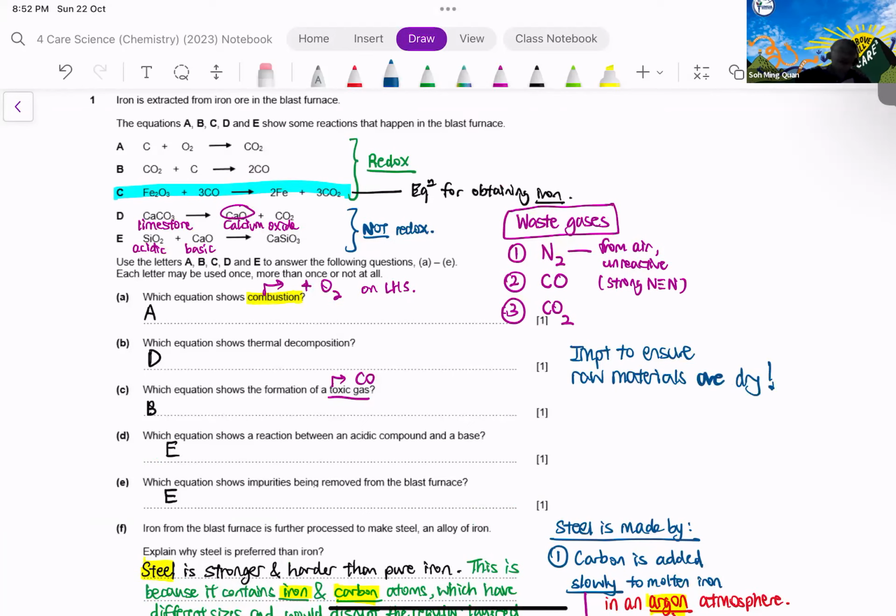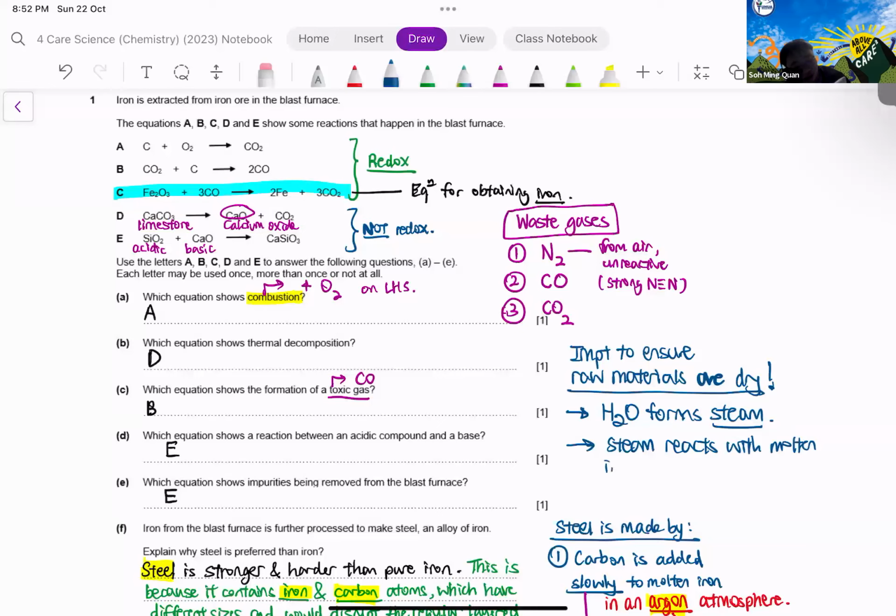So when we add in the hematite or when we add in the coal or the limestone, it is important to ensure the raw materials are dry. Why? Why is it that the raw materials cannot be, say, wet? If it's wet, the H2O will form steam. The steam reacts with molten iron.